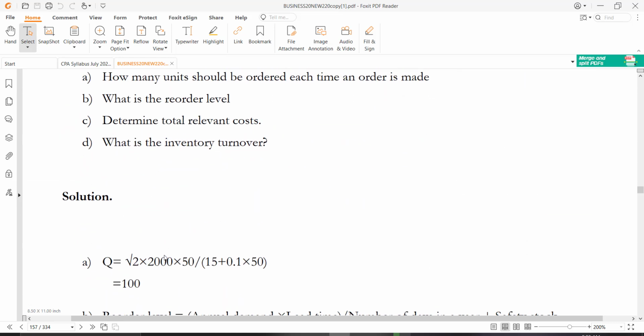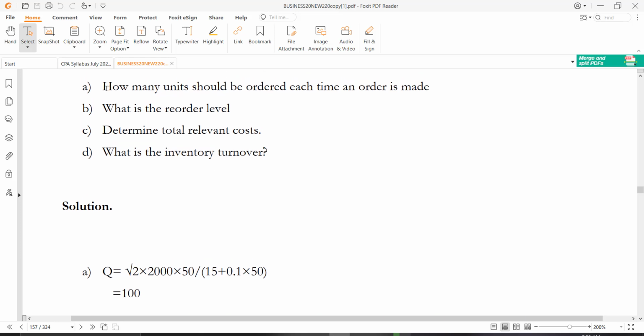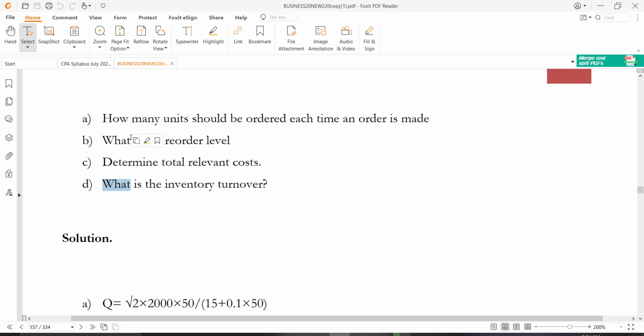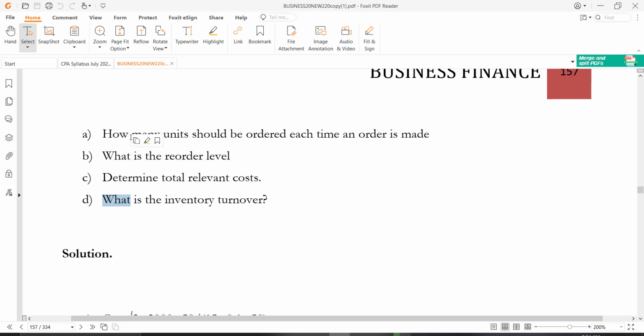This is buffer stock, which acts as a cushion against any increase in usage or delay in delivery time. So we are required, A, to get the number of units that should be ordered each time. This is the EOQ, the economic order quantity. Next, what is the reorder level? Next, we determine the total relevant cost. And lastly, what is the necessary inventory turnover? So let's go ahead and look at that.